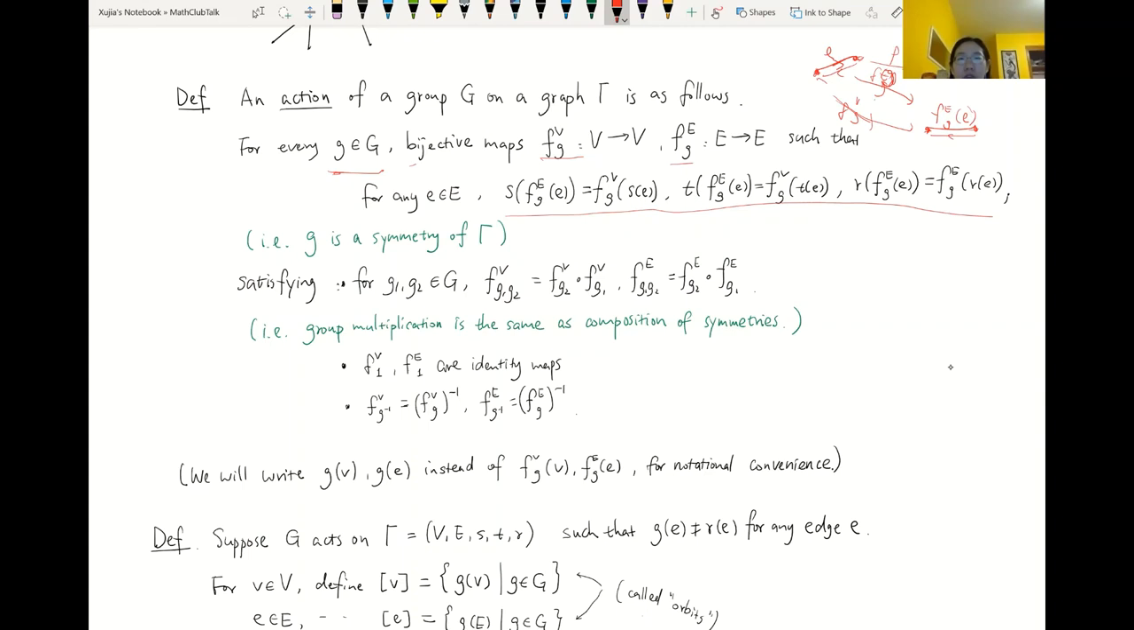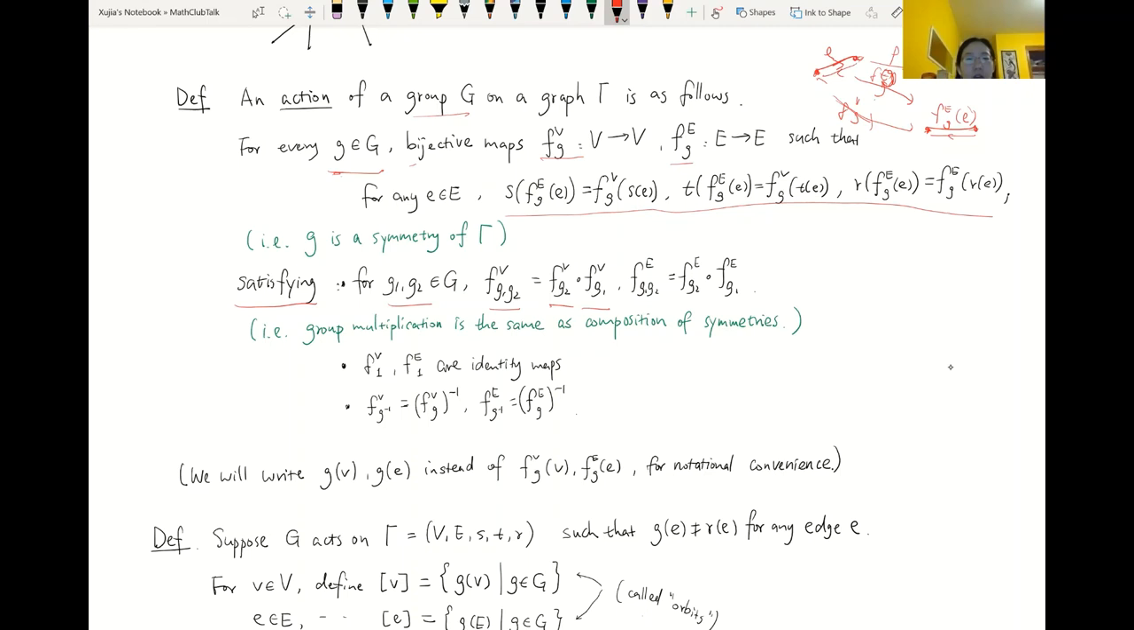And so every element g, realized as a symmetry of the graph this way, needs to satisfy the following requirements. If we have two elements, the multiplication of them as a symmetry of the graph is the same as composing these two symmetries of the graph. This just means the group multiplication in G is the same as composing symmetries of this graph. And the identity element acts on this graph as the identity symmetry. You don't change anything, everything gets mapped to itself. The inverse is the inverse, that's all.